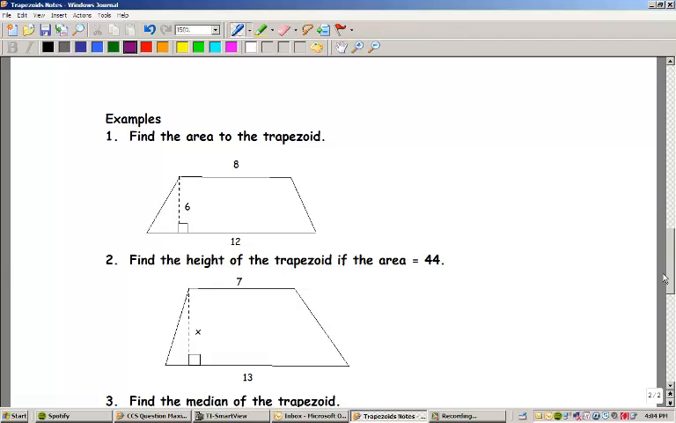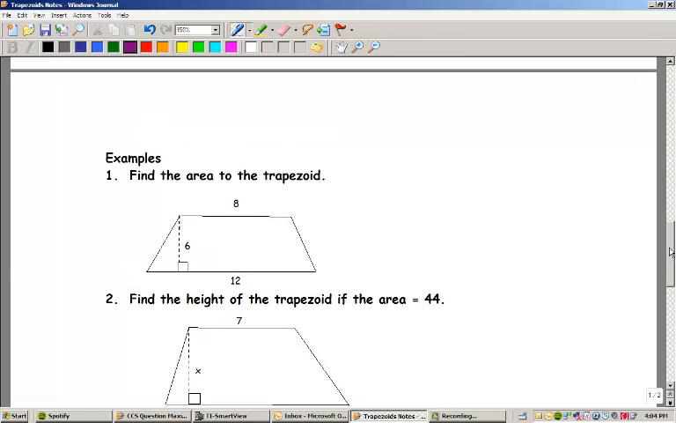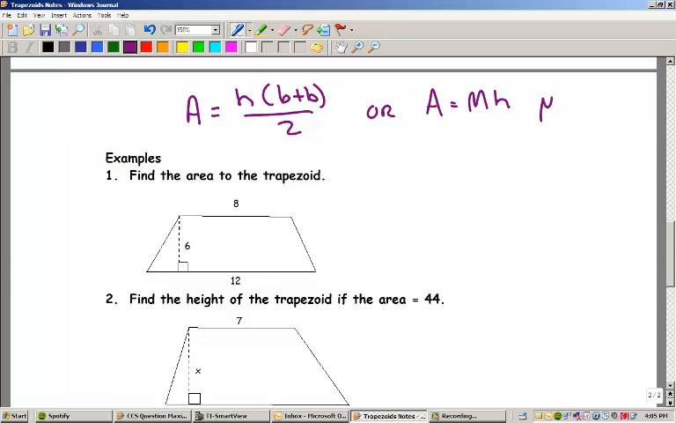Let's flip to the back side. We're going to just talk you through some of these problems, and then you're going to work on a worksheet by yourself. First question is find the area of the trapezoid. So what I'm going to do is just write down the formulas. I, again, always prefer the one where it's over 2. And then the other one we would need is the midsegment times the height. And we may need to know that the midsegment is base plus base over 2.